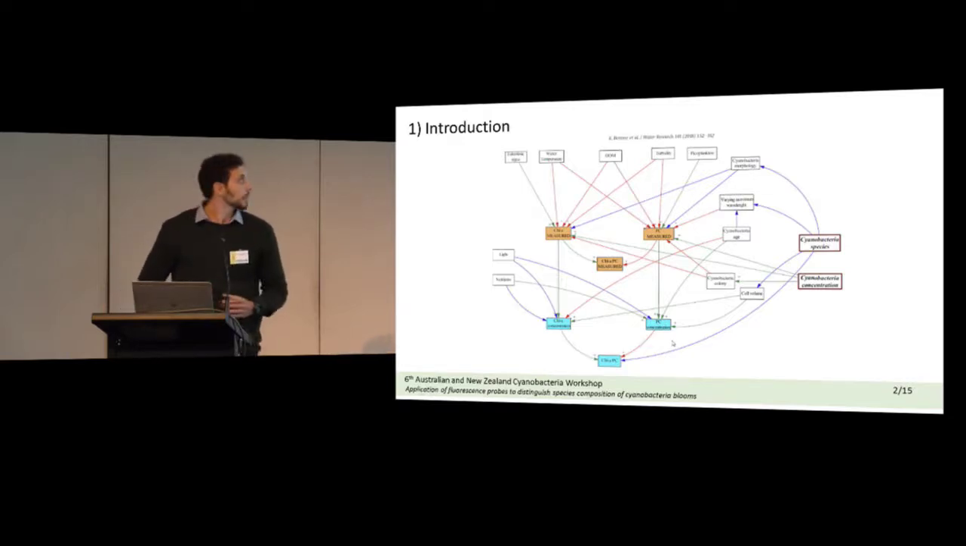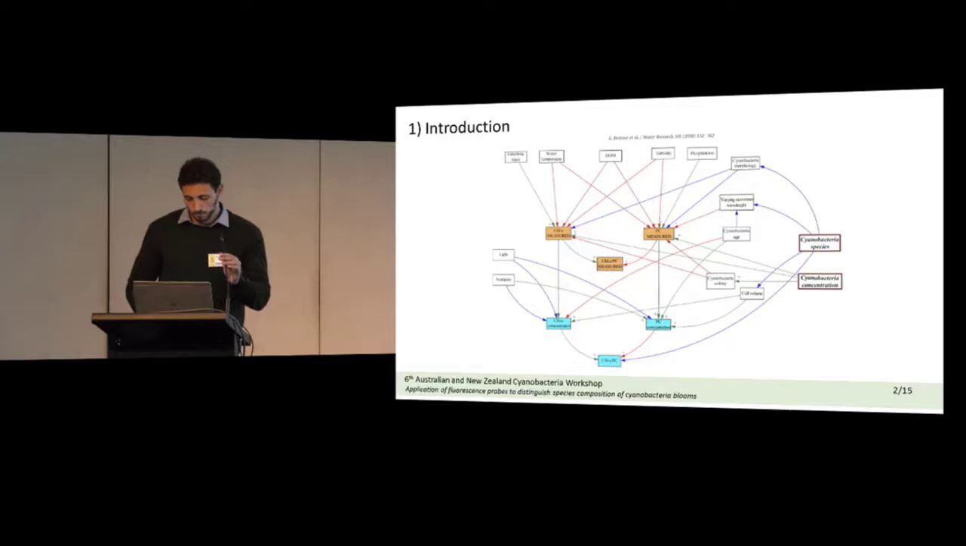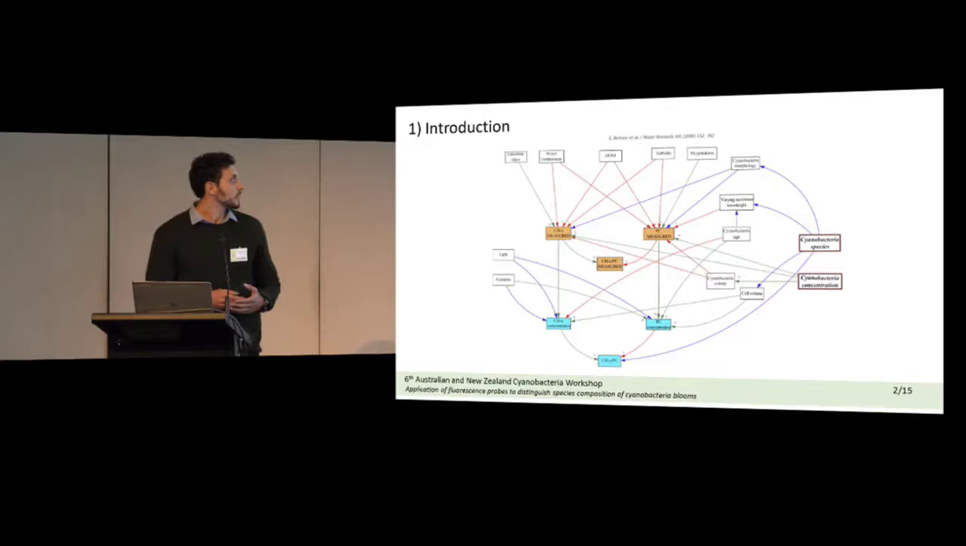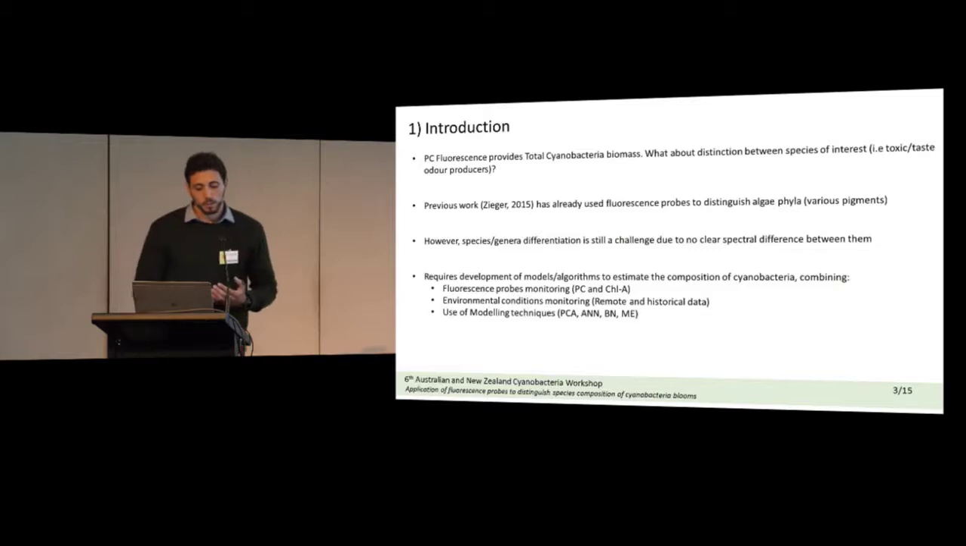In the figure, the green arrows represent positive relationships between the variables. Red arrows mean negative relationships, and blue arrows represent situations in which there is no clear correlation yet or controversial evidence is found in the literature. So given that, we can see that phycocyanin fluorescence can already provide a total estimate of total cyanobacteria biomass.